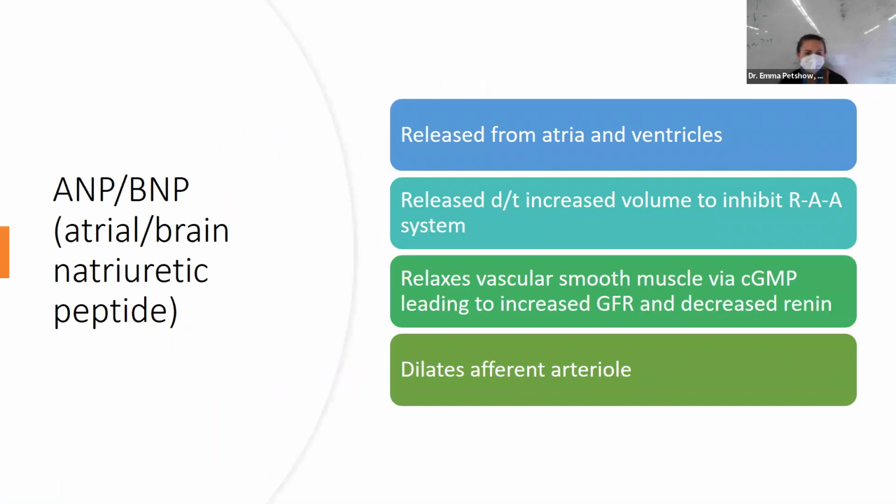So then we have another factor here to consider, and this is atrial or brain, so ANP or BNP, natriuretic peptide. So these peptides, they're released from the atria, the atrial or ventricles, the brain. They're released due to increased volume, and they actually will inhibit our RAA system. So this is another area of feedback control for the renin-angiotensin-aldosterone system. It does this also by relaxing vascular smooth muscle via cGMP, and it will lead to increased GFR and decreased renin, increased filtration and decreased renin production.